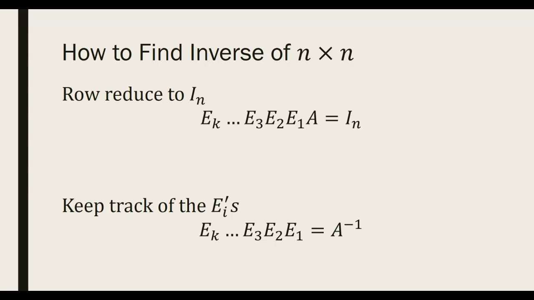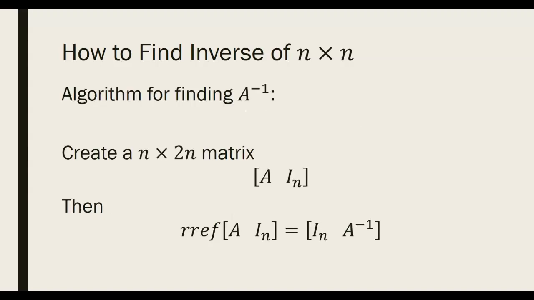Now, this leads us to an algorithm. This leads us to a nice way of finding A inverse. And basically, what we do is, if A is an n by n matrix, we double the number of columns. So we're going to put a gigantic matrix in. We're going to take A as the first n columns, and the next n columns are going to be the identity. So we have this really big n by 2n matrix. And we're going to put that really big matrix in row reduced echelon form.